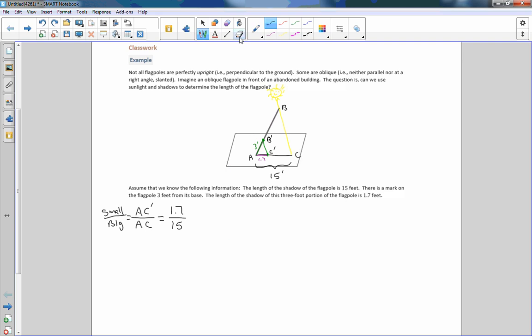Okay, well actually I don't want to write that yet. I want to set up a proportion that is equivalent to each other. Okay, so since we have a similarity, we have a proportion. So a ratio equal to another ratio is a proportion. So if I'm comparing AC prime to AC, then I also want to compare AB prime to AB.